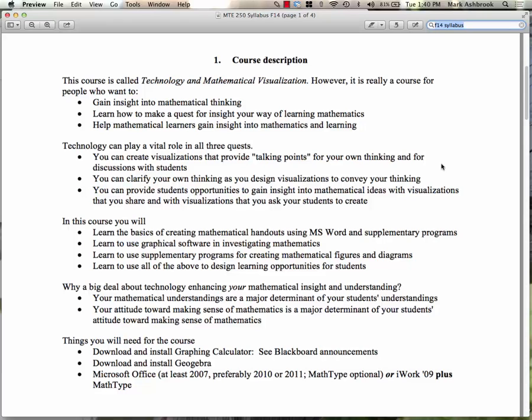So in this course, these are a few bullet points of what we'll do. A big part of that is number 2, the graphing software for investigating mathematics. Graphing calculator will be most of the course. We'll also, toward the end of the course, do a little bit with GeoGebra. Some of you might be familiar with that. So why the big deal about technology enhancing your mathematical insight? This is what we talked about: your mathematical understandings are a major determinant of your students' understandings, and your attitude is a major determinant of your students' attitude.